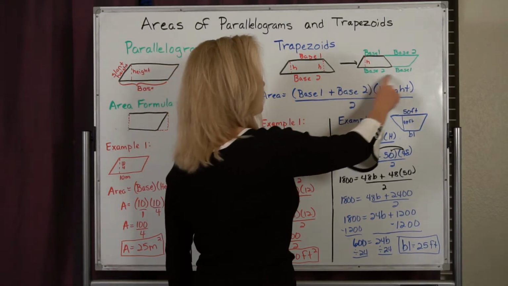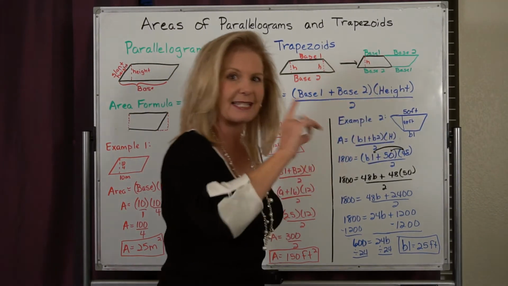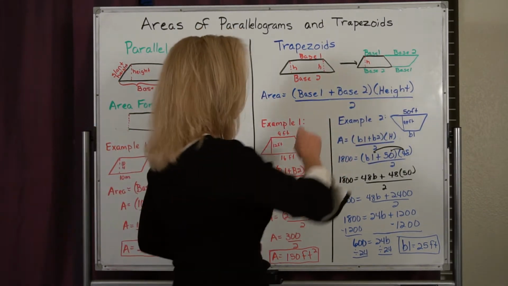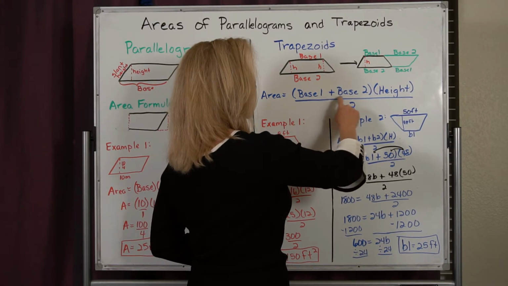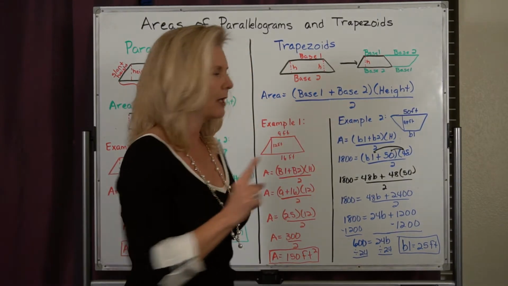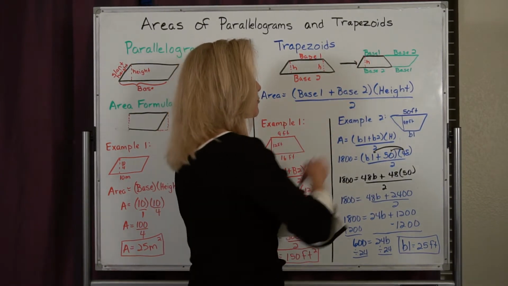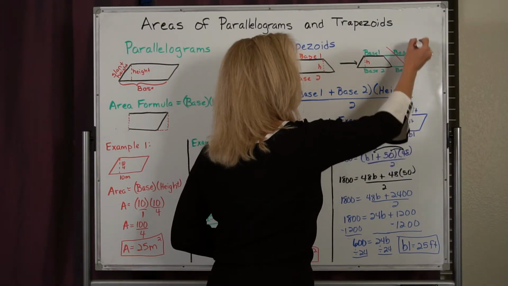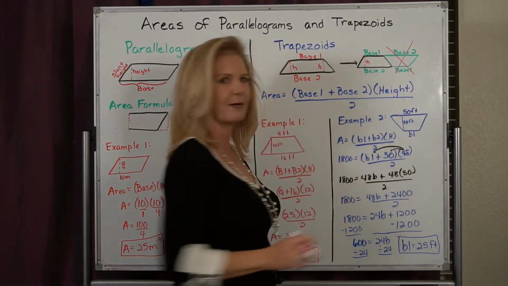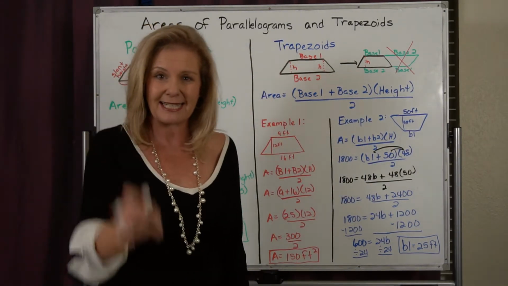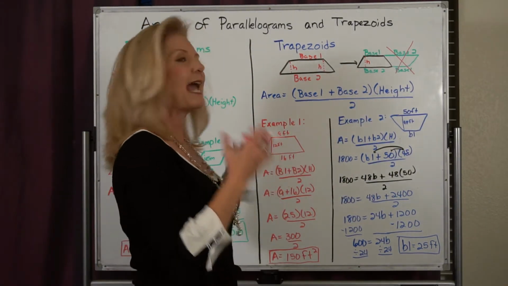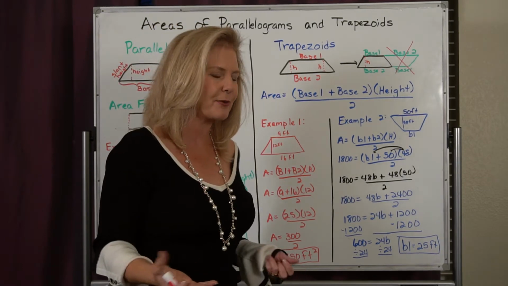So you can see right here, to get this big long base with the 2 of them, I'm going to take my base 1 and add it to my base 2. I'm going to multiply by my height, but in order to get rid of this second trapezoid, I divide by 2 because they are exactly the same size. That's how the formula actually works.